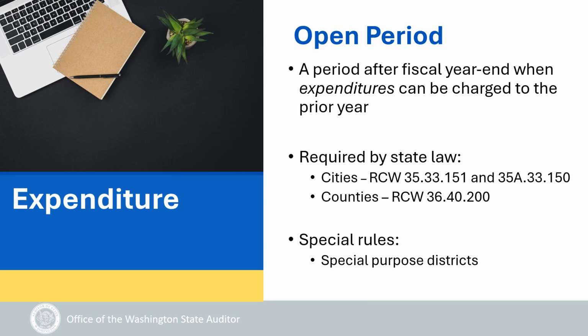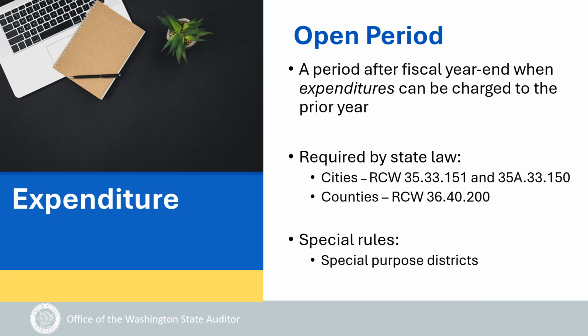Now, Washington state law allows for what's called an open period. An open period is a period that occurs after fiscal year end in cash basis accounting where expenditures can be charged against the previous period for claims incurred in the previous period. An example of this is if a construction company bills the government for work performed in December in January of the following year. The payment to that construction company can be recorded in December rather than in January when the government is paying for the activity.